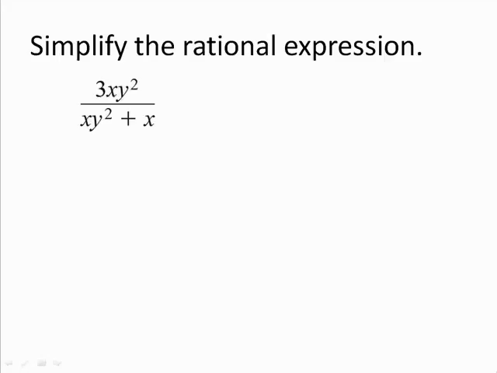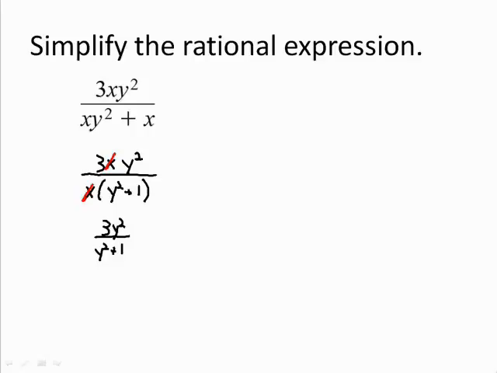Simplify the rational expression 3xy squared divided by the quantity xy squared plus x. In the denominator, the greatest common factor is x, so factor out an x. 3xy squared divided by x times the quantity y squared plus 1. The x in the numerator and the x in the denominator cancel out. You are left with 3y squared divided by the quantity y squared plus 1.